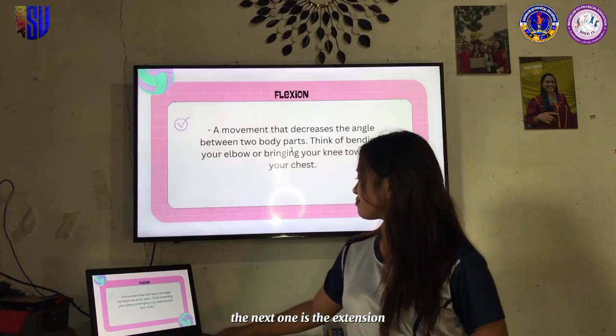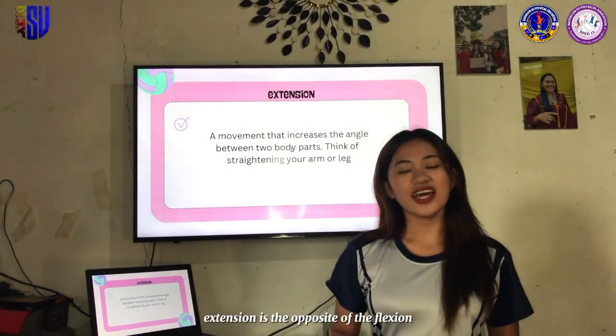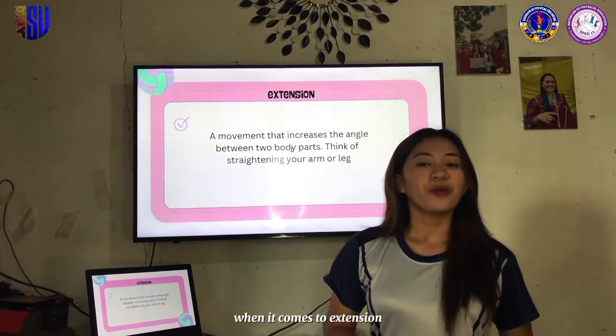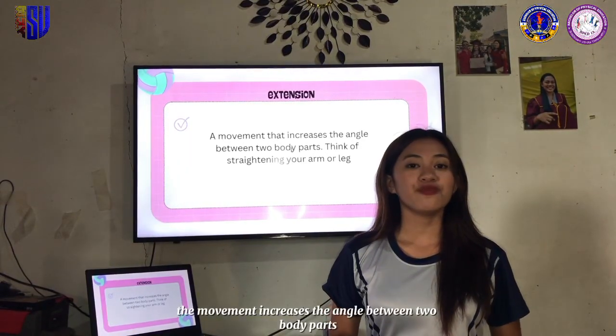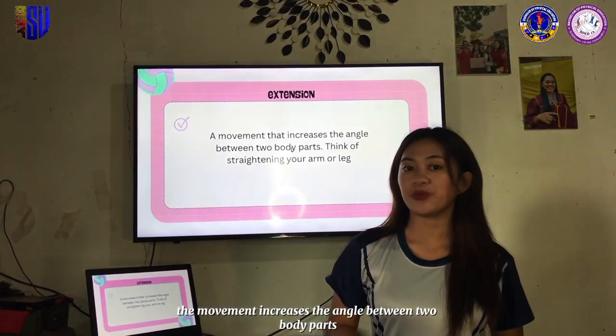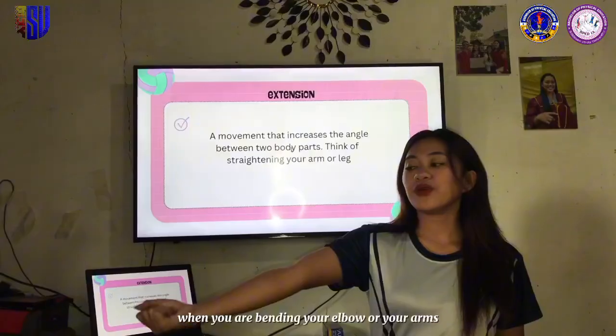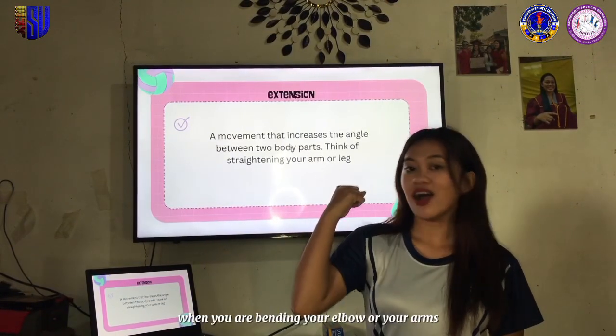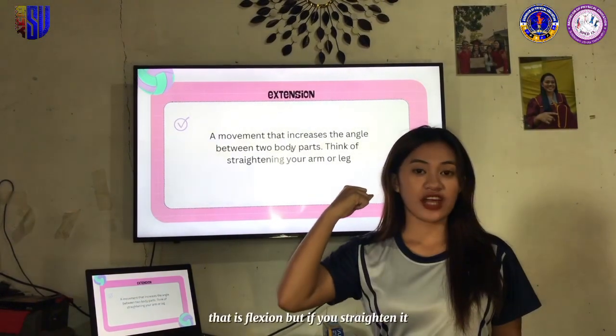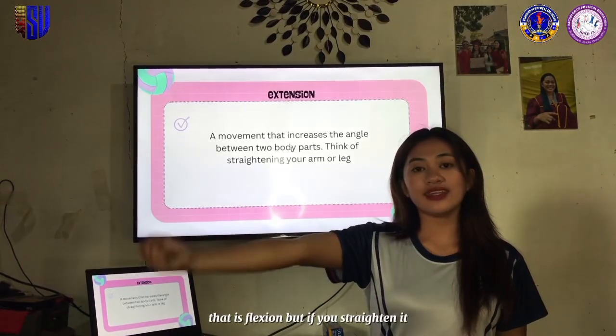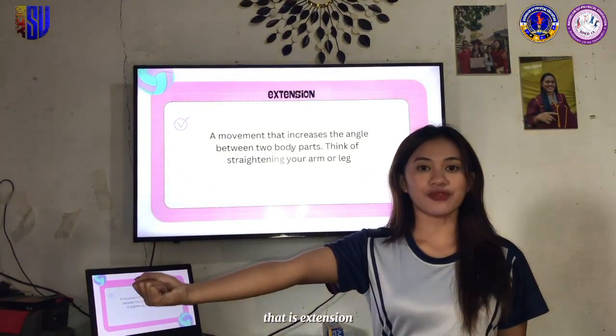The next one is extension. Extension is the opposite of flexion. When it comes to extension, the movement increases the angle between two body parts. When you are bending your elbow or your arms, that is flexion. But if you straighten it, that is extension.